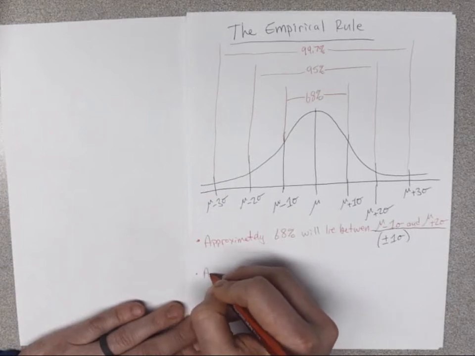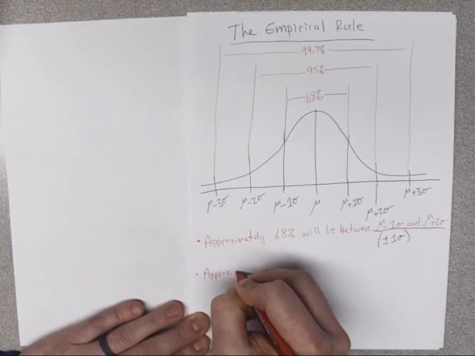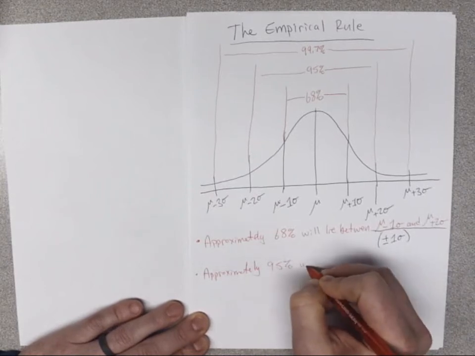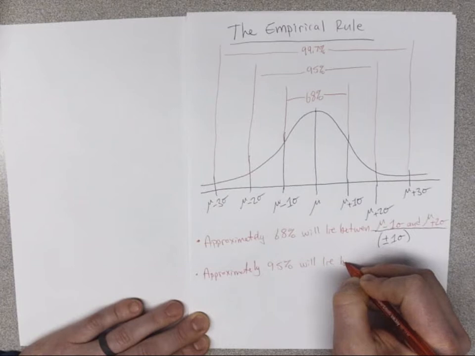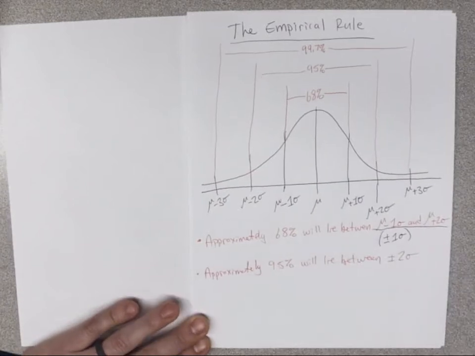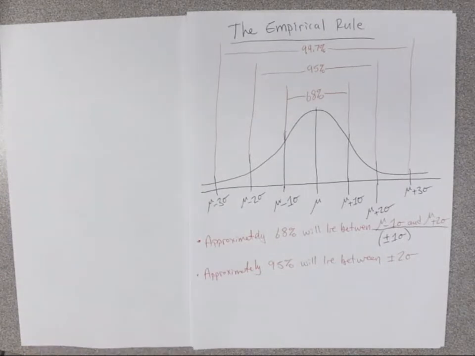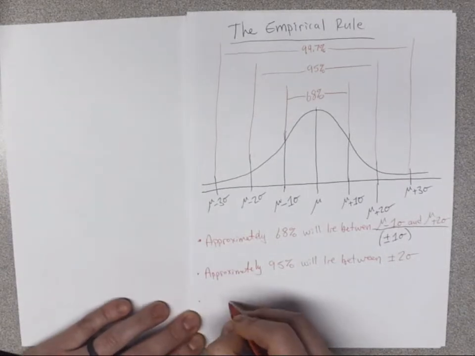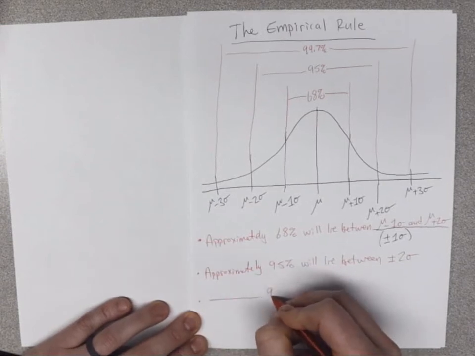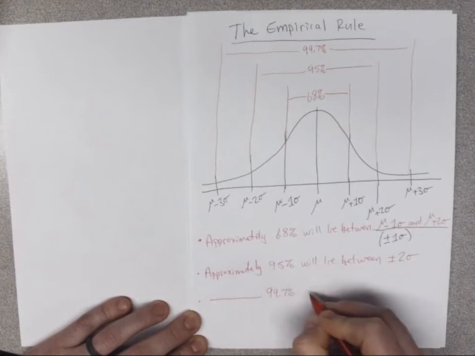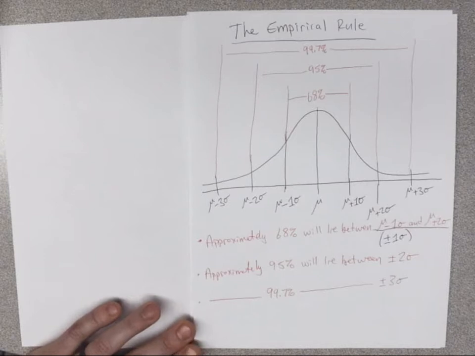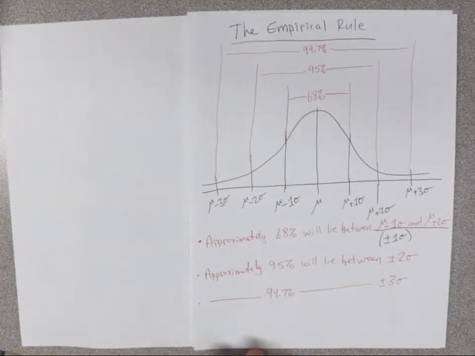Continuing this trend, we can say approximately 95% will lie between plus or minus 2 standard deviations. So there I wrote it differently. I can write it either way. And then lastly, I'm going to just draw a line here, which means approximately, so I don't have to write that word again. 99.7% will lie between plus or minus 3 standard deviations. So that's the empirical rule.